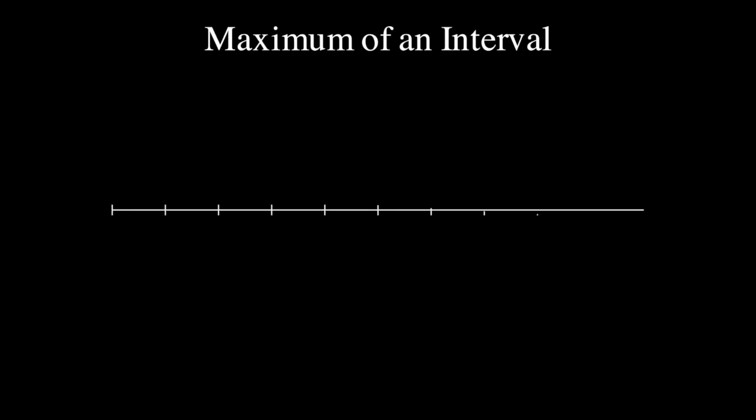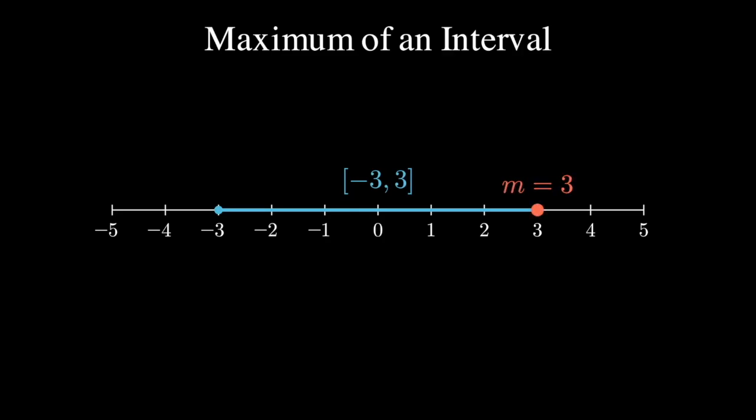The easiest way to see a max is to use a closed interval. Consider the interval from -3 to 3. We see that the largest element in the set is 3, so it must be a maximum.